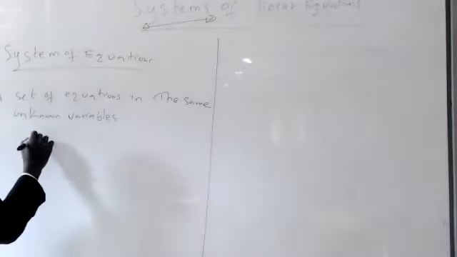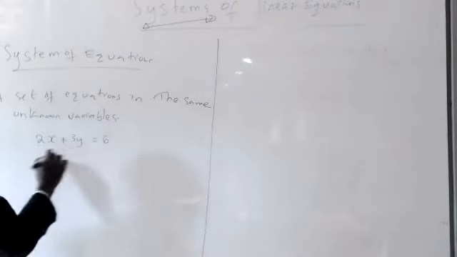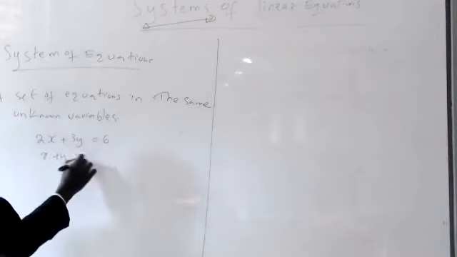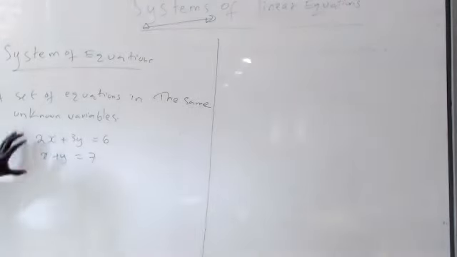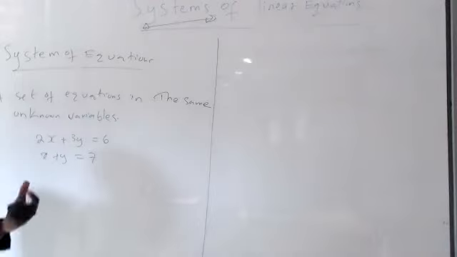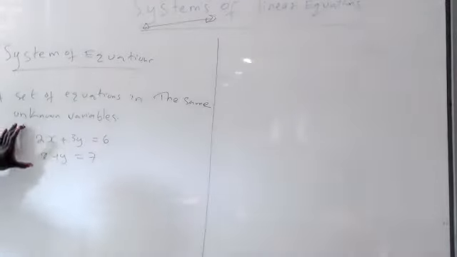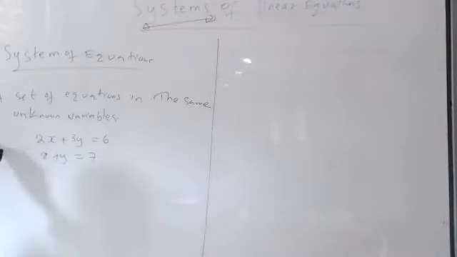So for example, let's say you have 2x plus 3y is 6, x plus y is 7. This is an example of a system of equations. They are linear because x and y are all of degree 1, and we only have 2 unknowns. So this is an example of a set of equations.